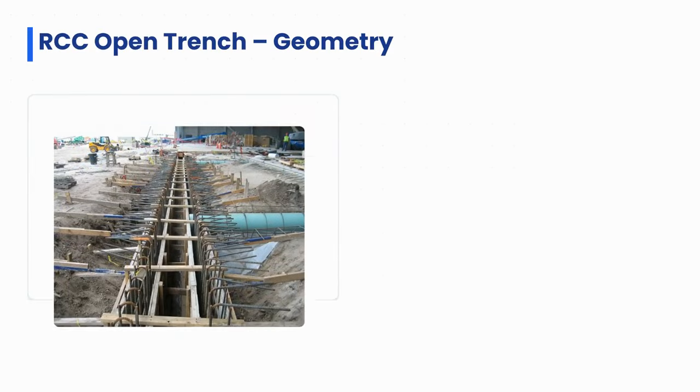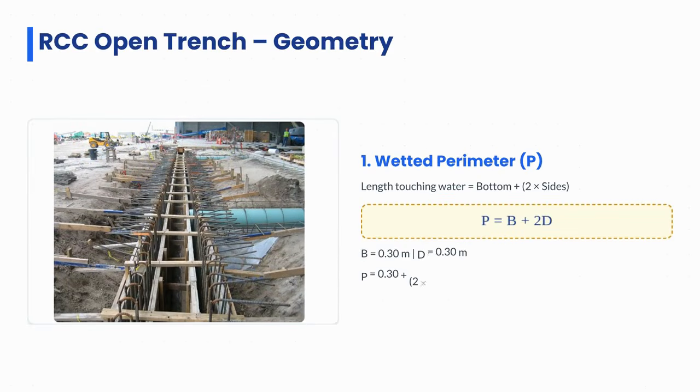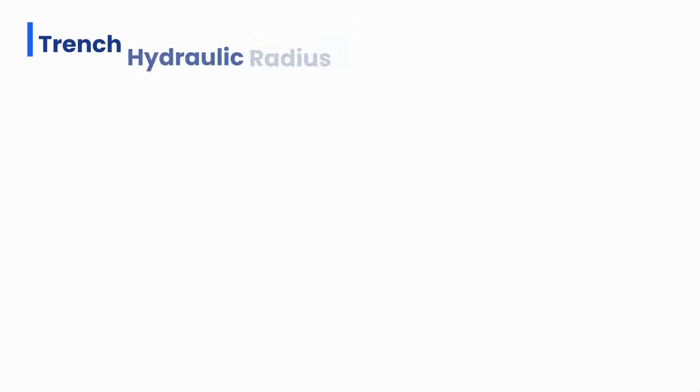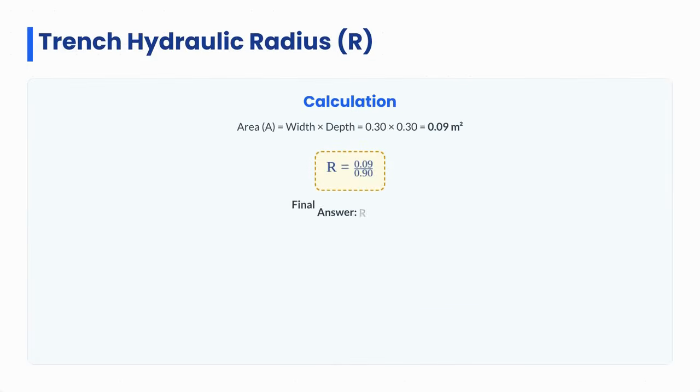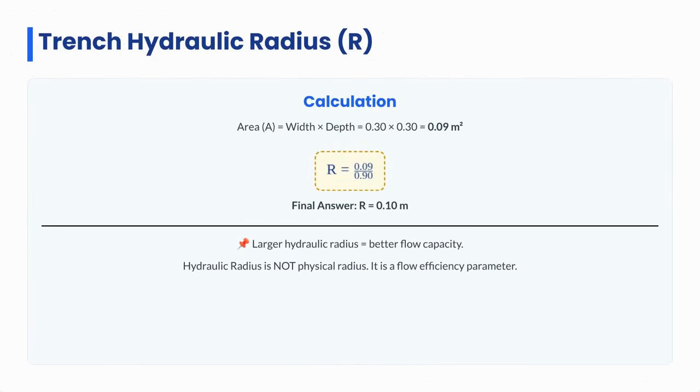For the 300 by 300 millimeter RCC open trench, the wetted perimeter P is calculated as the bottom width plus 2 times the side depth, resulting in 0.90 meters. The flow area A is 0.09 square meters. Calculating the hydraulic radius R, which is flow efficiency, we get 0.10 meters. Remember, a larger hydraulic radius means better flow capacity.